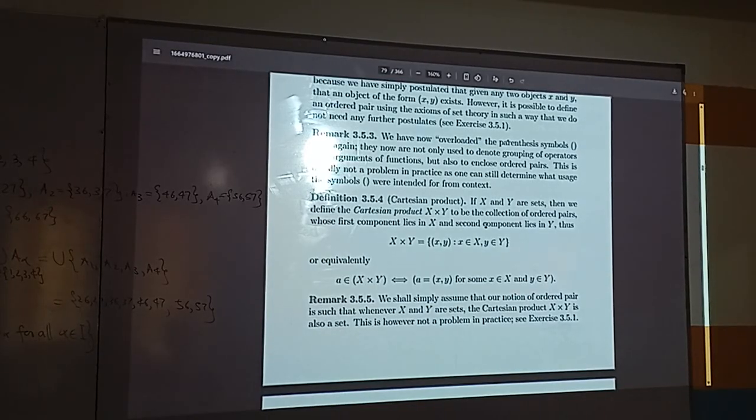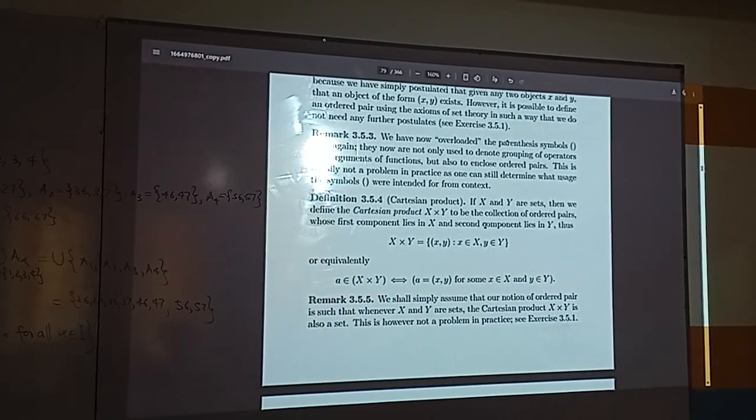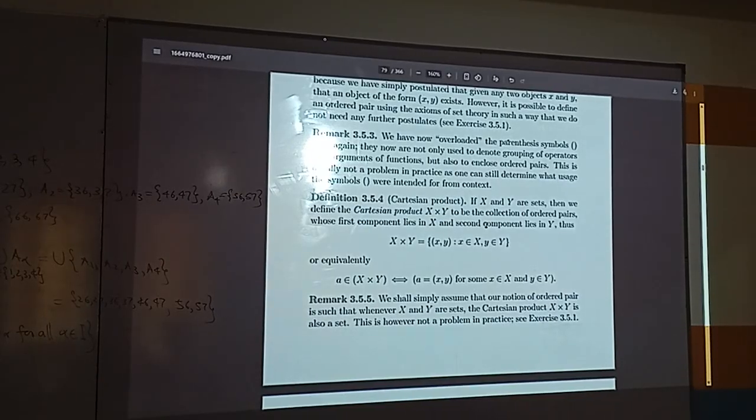Anyway, we are going to the point that we want the Cartesian product. Cartesian is the name of a person. If X and Y are sets, then we define the Cartesian product X cross Y to be the collection of ordered pairs whose first component lies in X and second component lies in Y. Thus, X cross Y is the set of all (x, y) such that x belongs to X and y belongs to Y. Though I don't write it, it doesn't matter. You can copy it from the book.